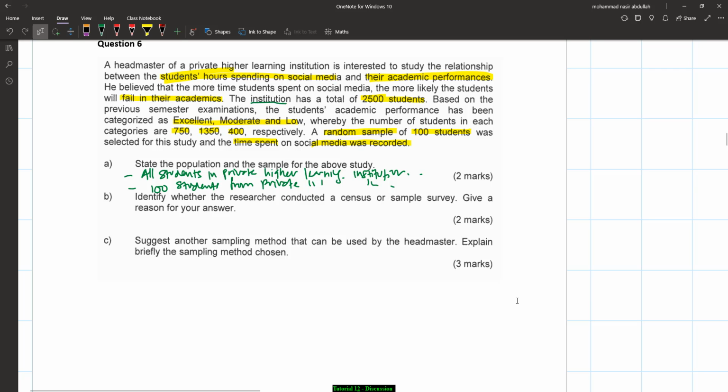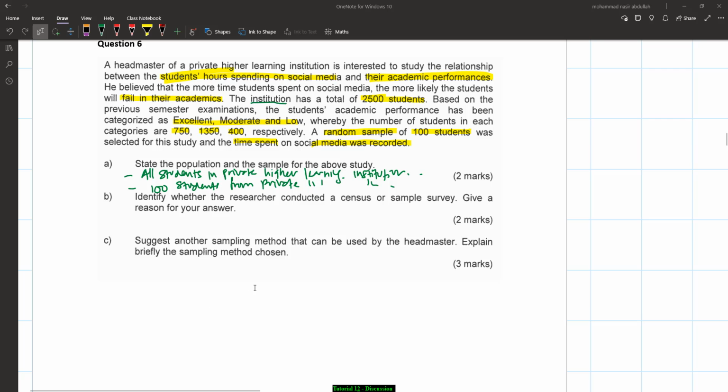So B, identify whether the researcher conducted a census or sample survey. Safia binti Ramli, can you answer the question? What is the answer? It's a sample survey, very simple, because it selects 100 students. That is the reason and that is the answer.